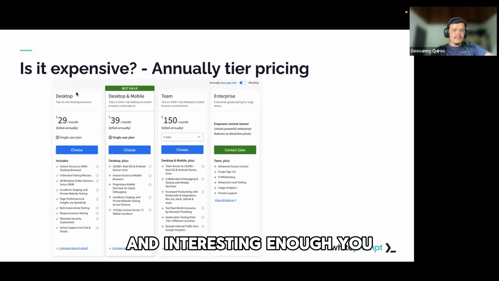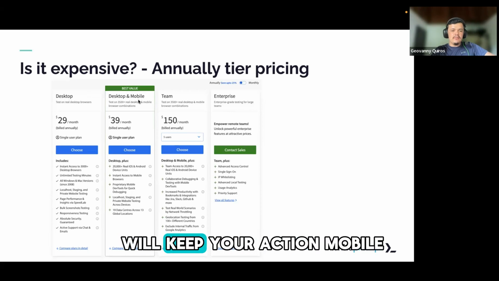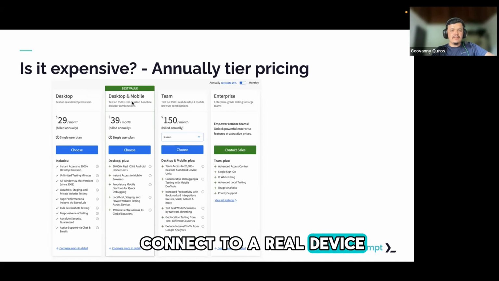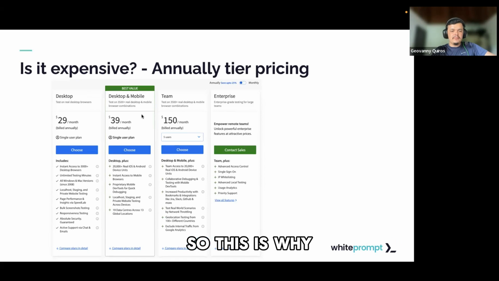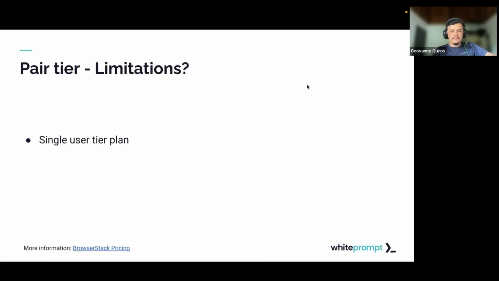And interesting, you see that the left side says desktop, and the right side will give you actual mobile, because it will connect to a real device for testing mobile applications, for example. So this is why it's split, then team and enterprise.